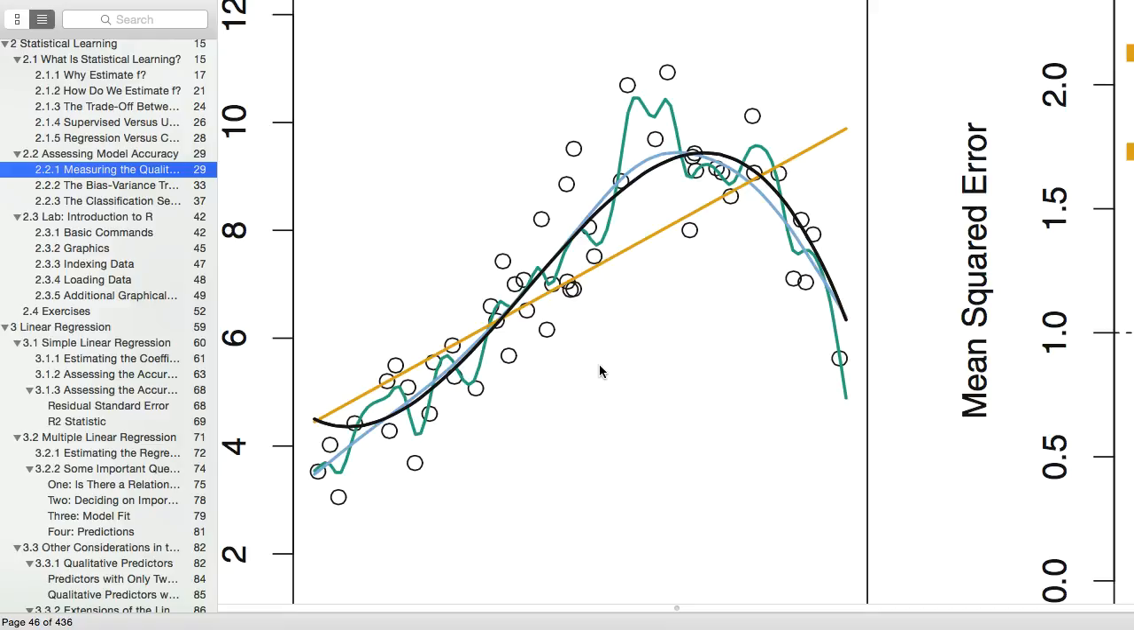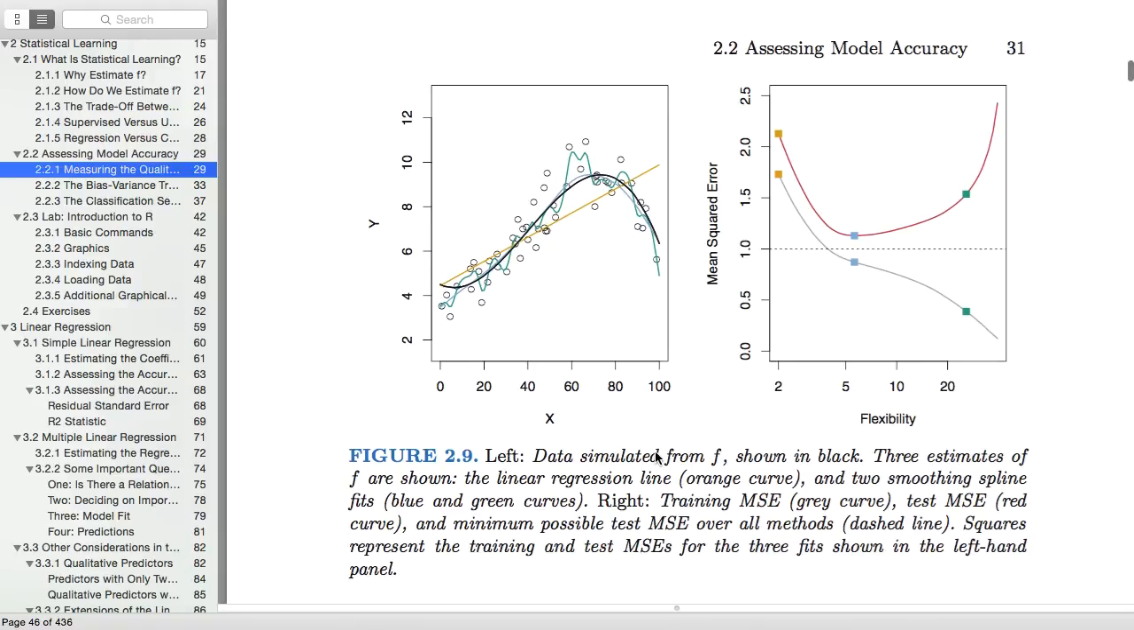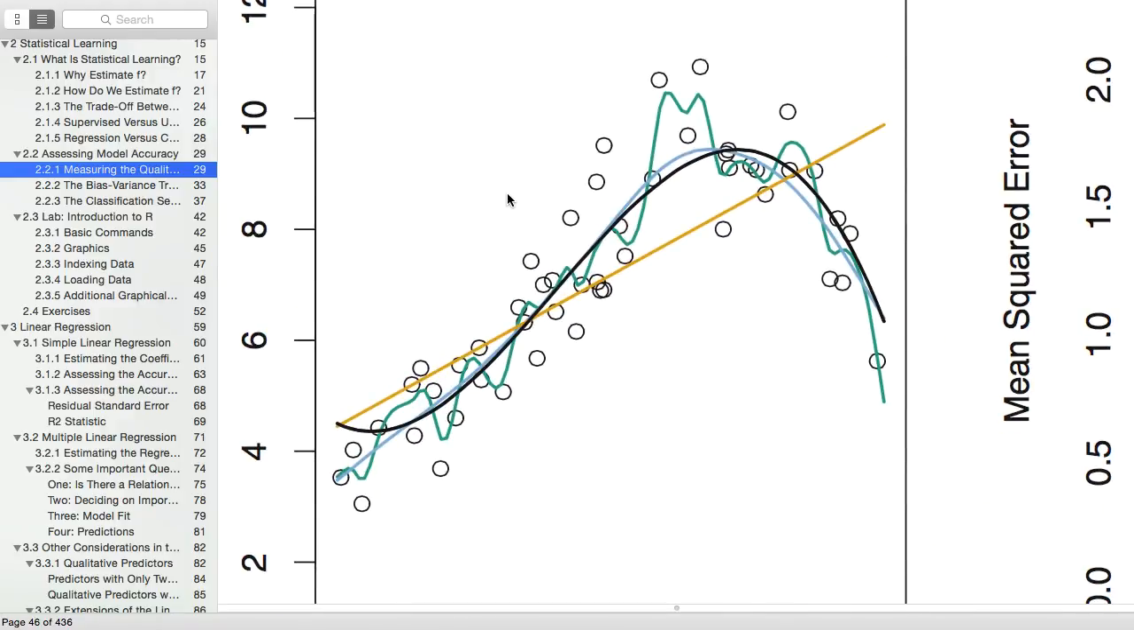So one question would be, how do we constrain a spline so that we can make it somewhat smooth? As a matter of fact, I think both of these are splines. I think the blue one is a spline that's just more constrained. Let's see, smoothing spline fits blue and green curves. So you can see that the blue line is much smoother than the green line, and yet they're both smoothing splines. So we're going to talk about splines in this section.